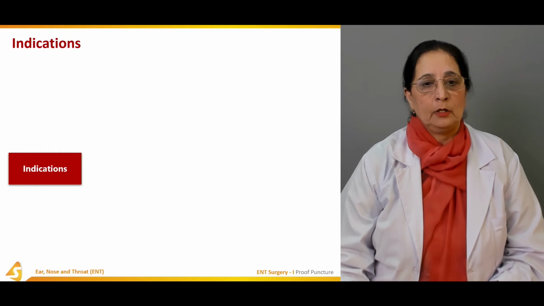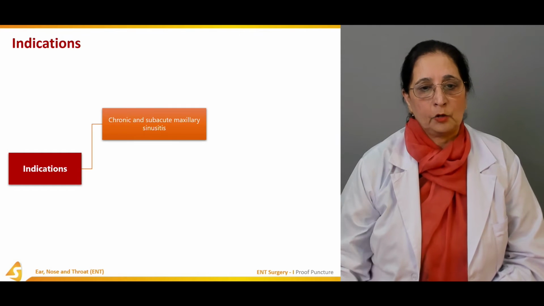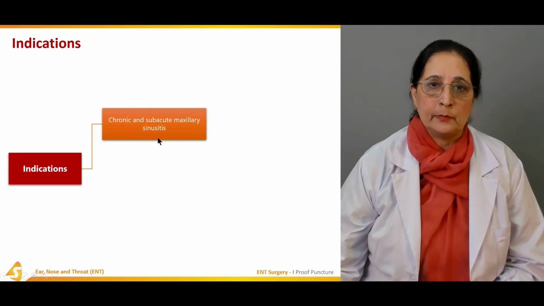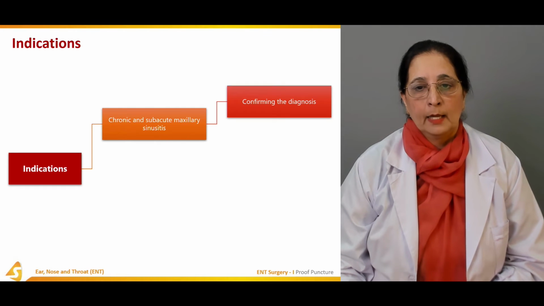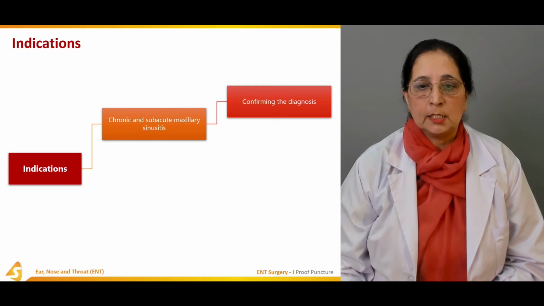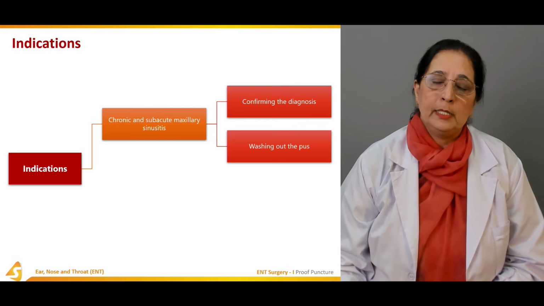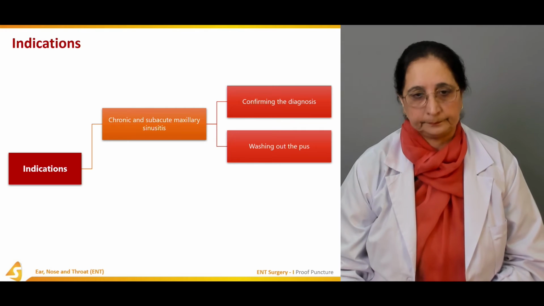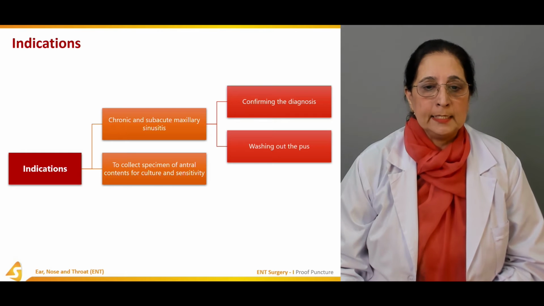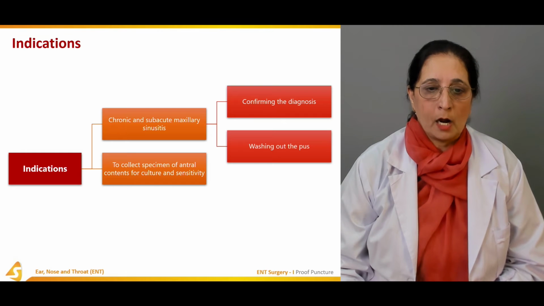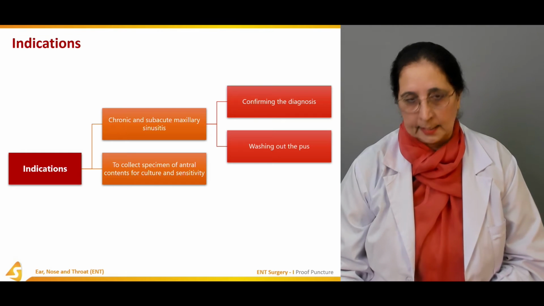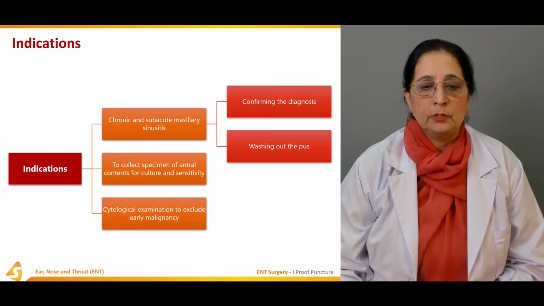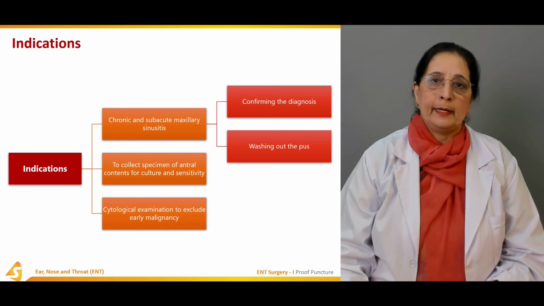The indications of the proof puncture are chronic and subacute maxillary sinusitis, confirming the diagnosis, washing out the pus that is present as a result of sinusitis, to collect the specimen of antral contents for culture and sensitivity, and cytological examination to exclude early malignancy.